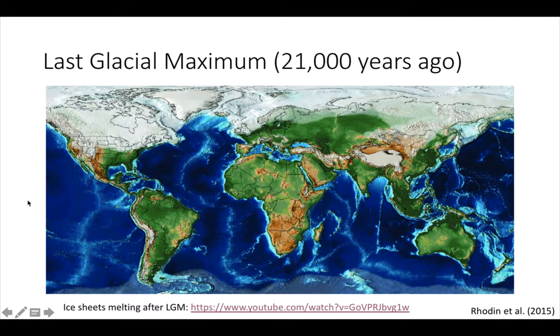glaciers too. So I'm going to play a short video that shows the melting of the ice sheet since the last glacial maximum, which was the last time that ice was at a maximum, and since then it has only been melting.